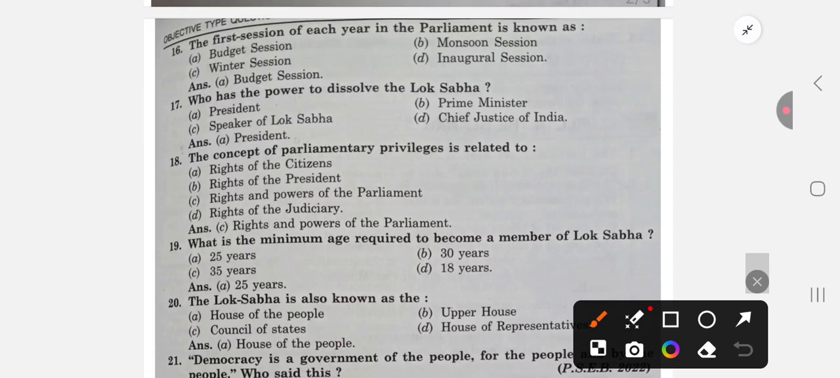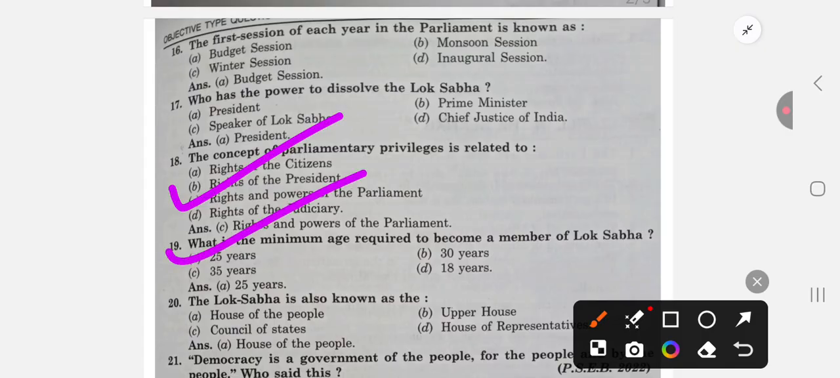The concept of parliamentary privileges is related to right and power of the Parliament. Yes, that is parliamentary privileges. C. What is the minimum age required to become the member of Lok Sabha? It is 25 years. Keep in mind.